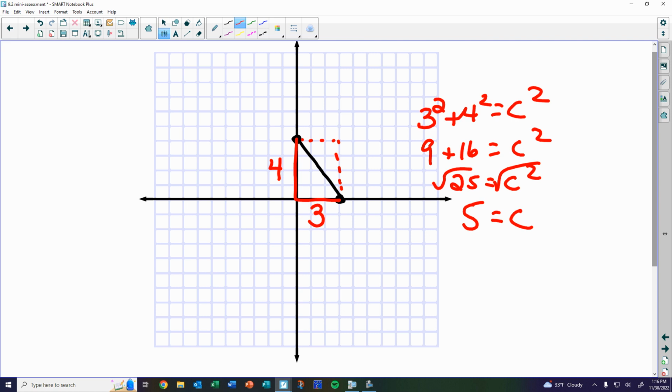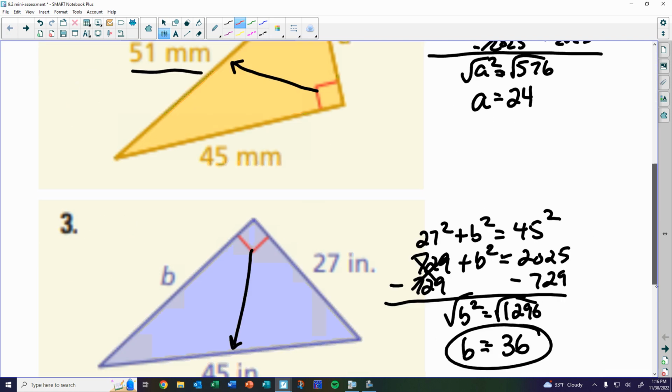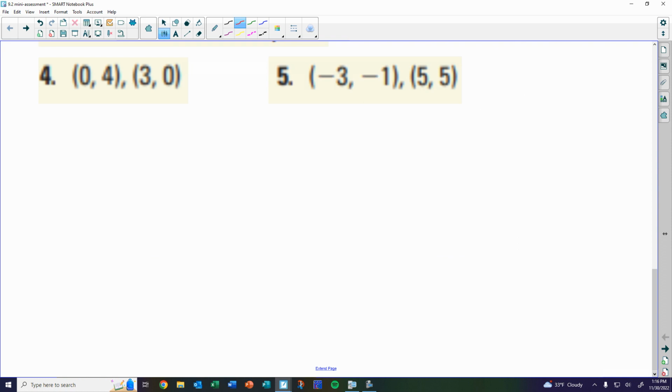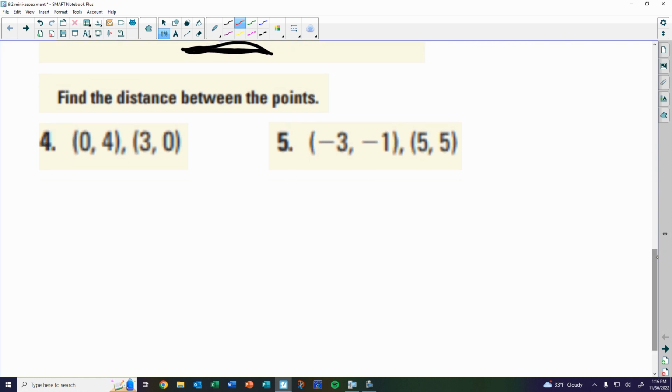Now, hold on to your hats. There is a formula that you can use to find the distance between 2 points without having to graph it. It's called the distance formula. I want you to think about what it looks like when I write this out. It looks a little similar.